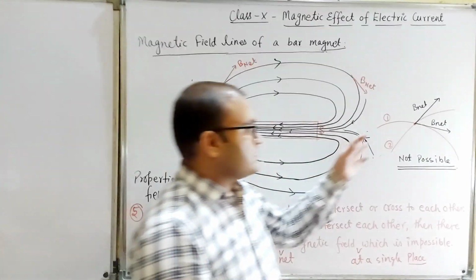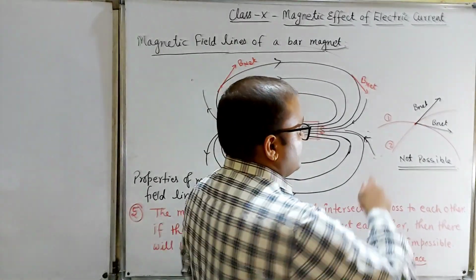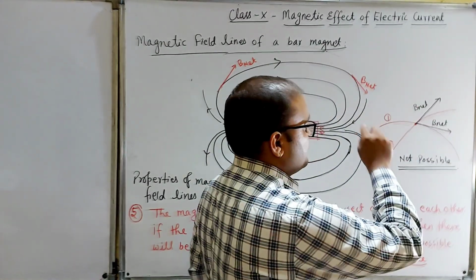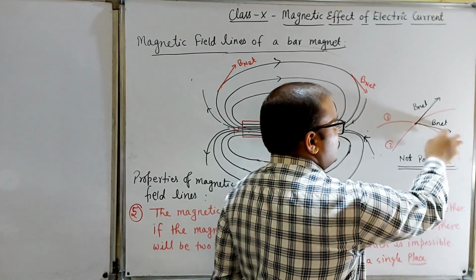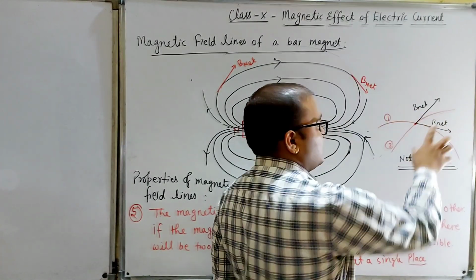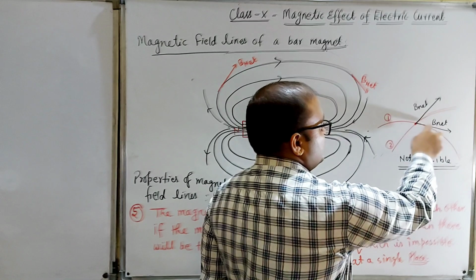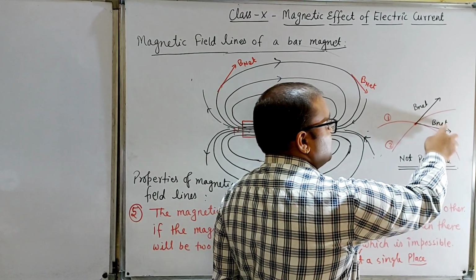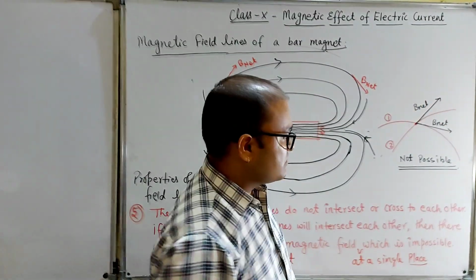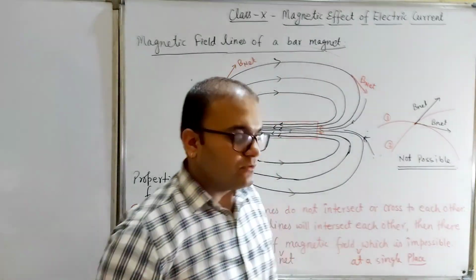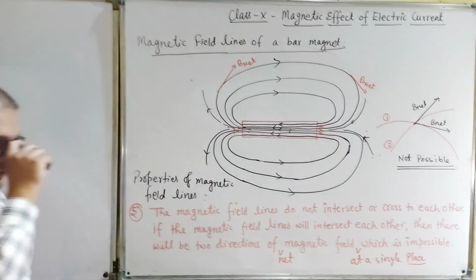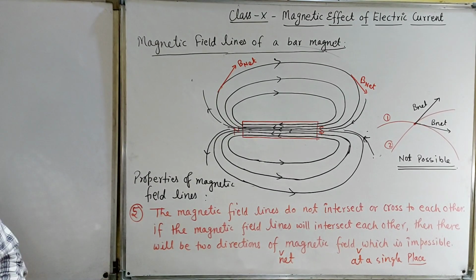And you can see it in the figure. Suppose this is the first magnetic field line, and this one is the second magnetic field line. We can draw two tangents, by black ink. So this will be one direction of B net, and this will be the second direction. That is not possible, and you have to write this also. So you can note this down. You can take a screenshot of this.